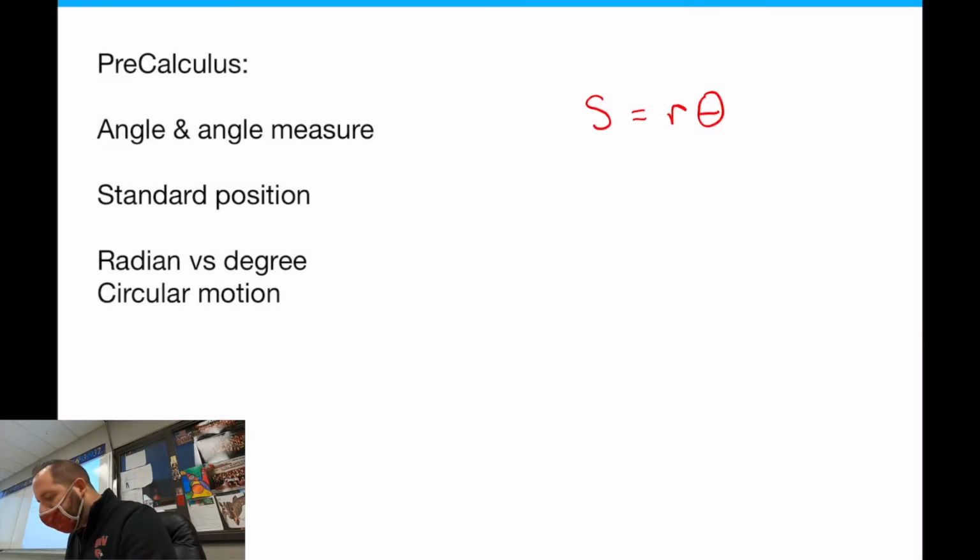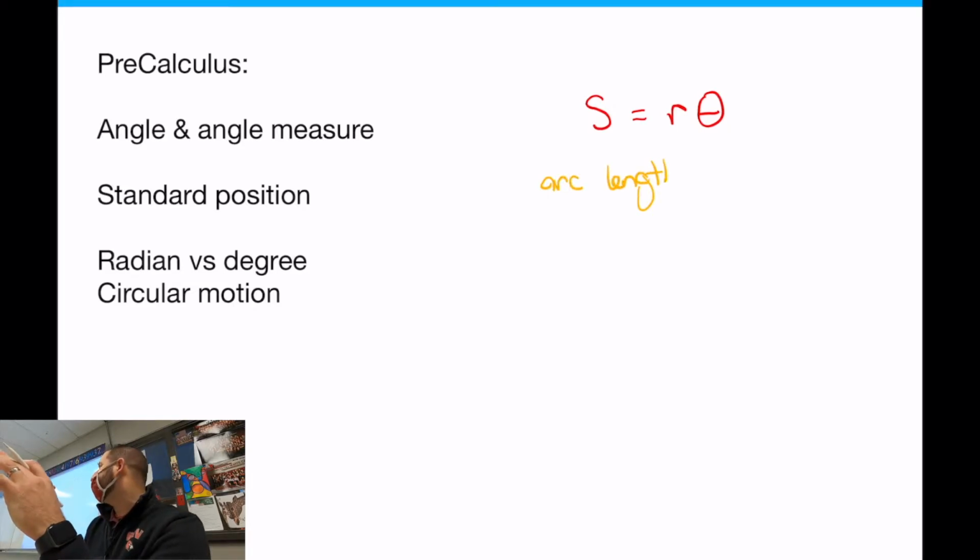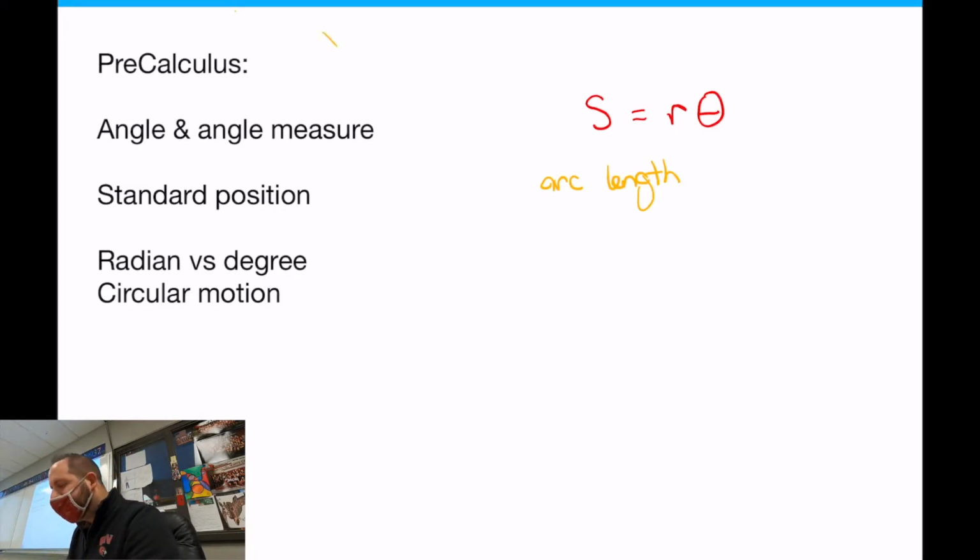This is called the arc length formula. If you don't remember from last week, arc length is that path that you're traveling on a circle, right? It's that distance traveled. Now the S is the arc length itself. It's the distance traveled. So it's so many inches along a curved path, or feet, or whatever label we are using. The R is the radius of the circle that we're dealing with.